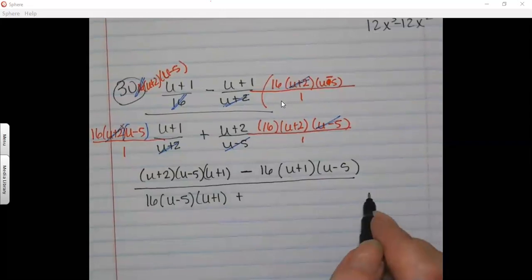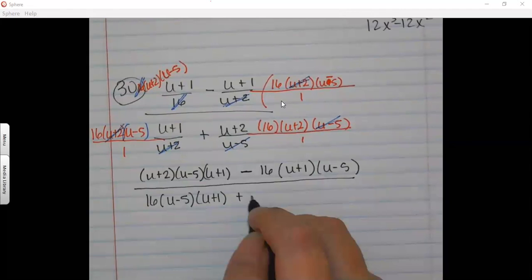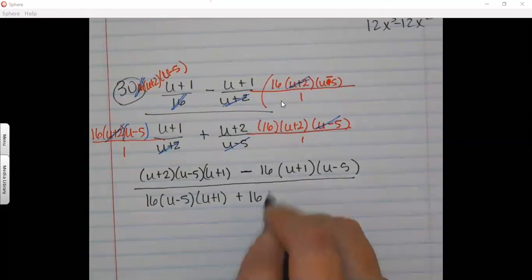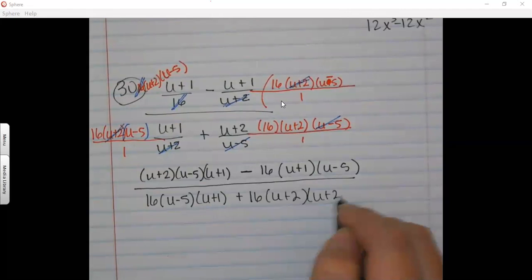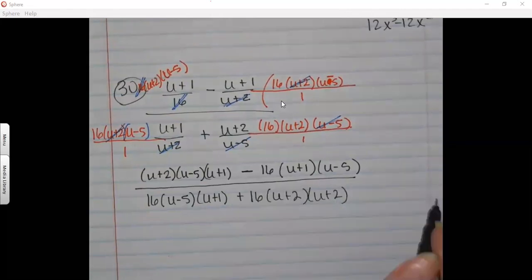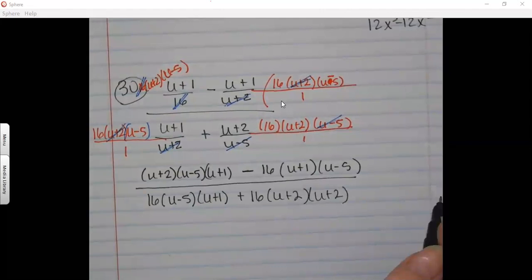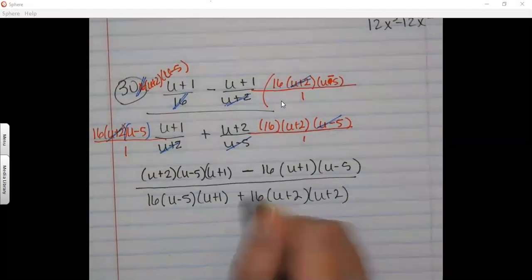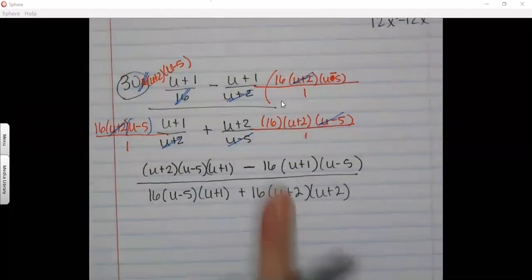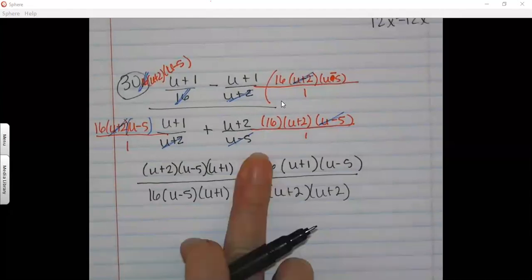Plus 16 times u plus 2. If y'all see me make a mistake, tell me, because there's a lot going on here. Do not cancel anything out at this point, okay? If the whole numerator was only factors and the denominator was only factors, then you could cancel stuff out. But when you're adding numbers and subtracting numbers, that's not all factored. If those 16s weren't there and it was all being multiplied together, cool, we could cancel stuff out. But it's not, so we cannot do that, okay?